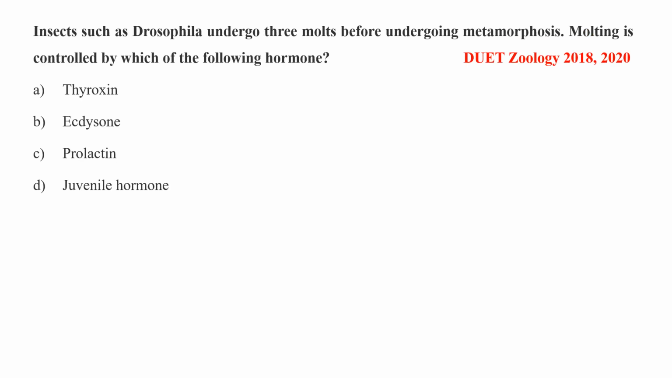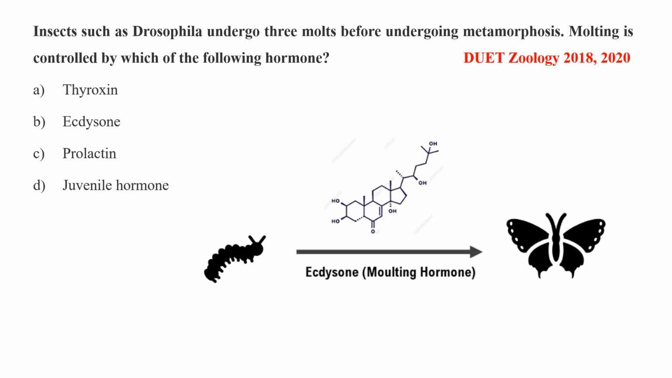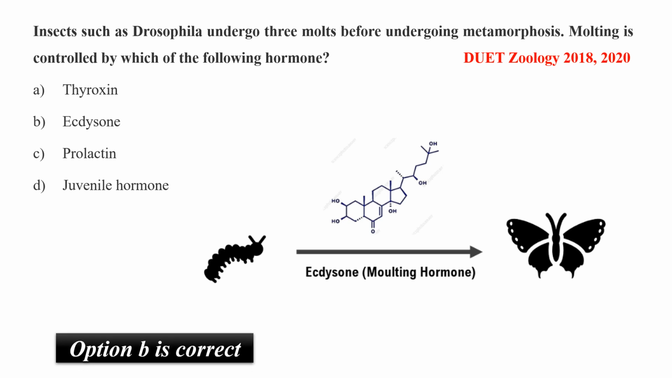Insects such as Drosophila undergo three molts before undergoing metamorphosis. Molting is controlled by which of the following hormones? That's very easy. Ecdysone is also known as the molting hormone, which governs the molting processes. So option B is the correct answer.